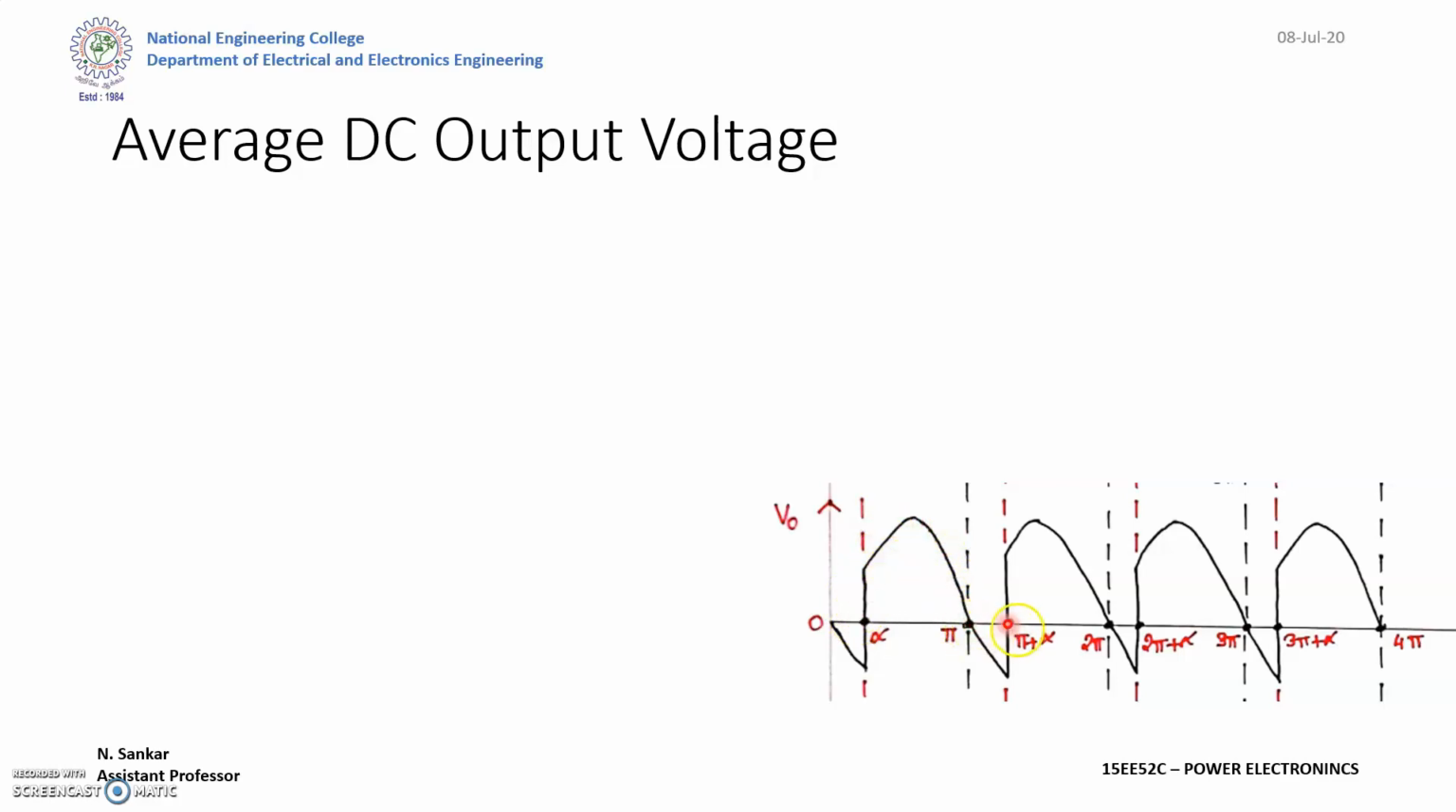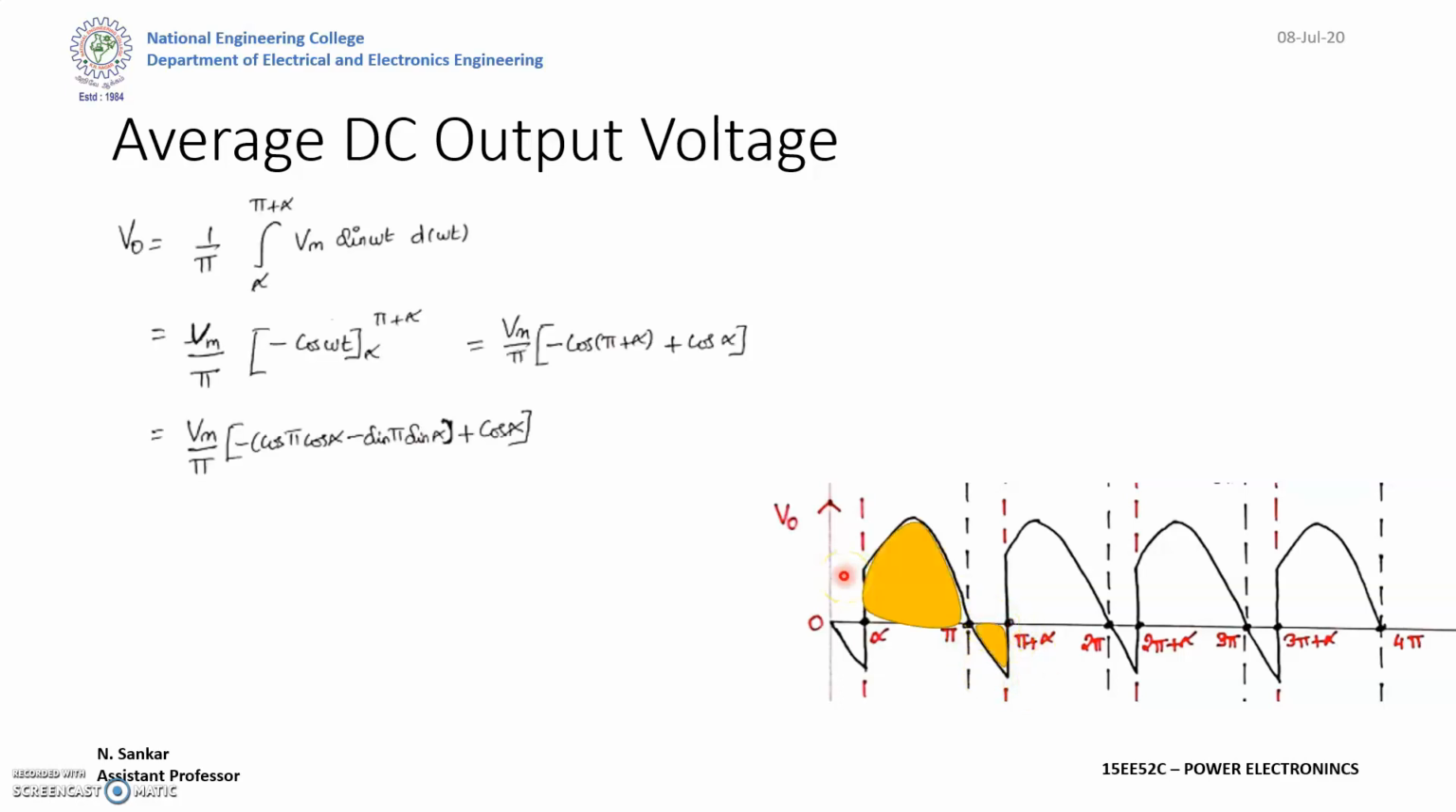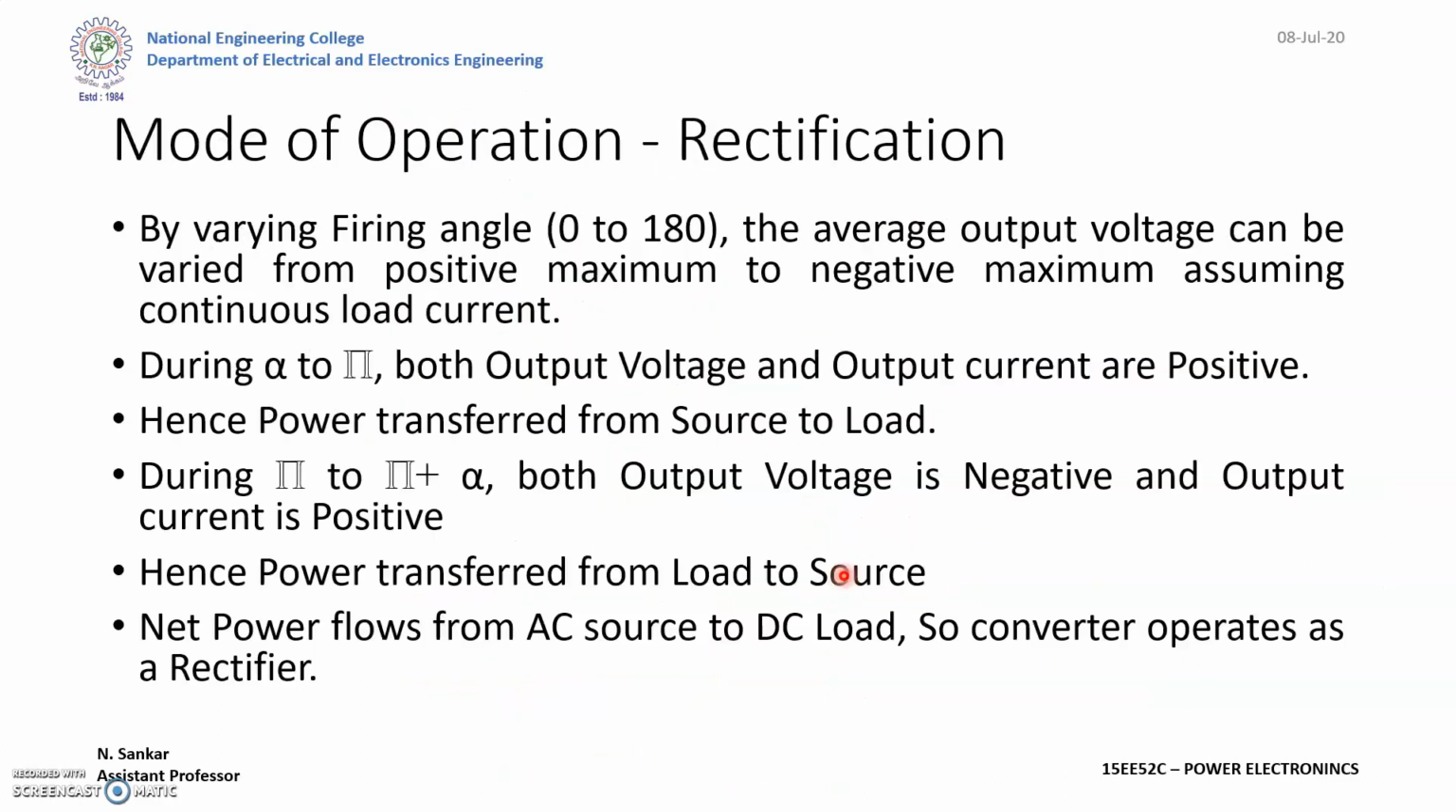But from pi to pi plus alpha, your output voltage is negative, but your output current is positive. Anyhow, the output power will be negative. So at this point, the power will be transferred from load to source. That's why we have mentioned it in the slide. From pi to pi plus alpha, output voltage is negative and output current is positive, so here it is not both. This is a mistake, so I am striking this point. The output voltage is negative, so here the power is transferred from load to source.